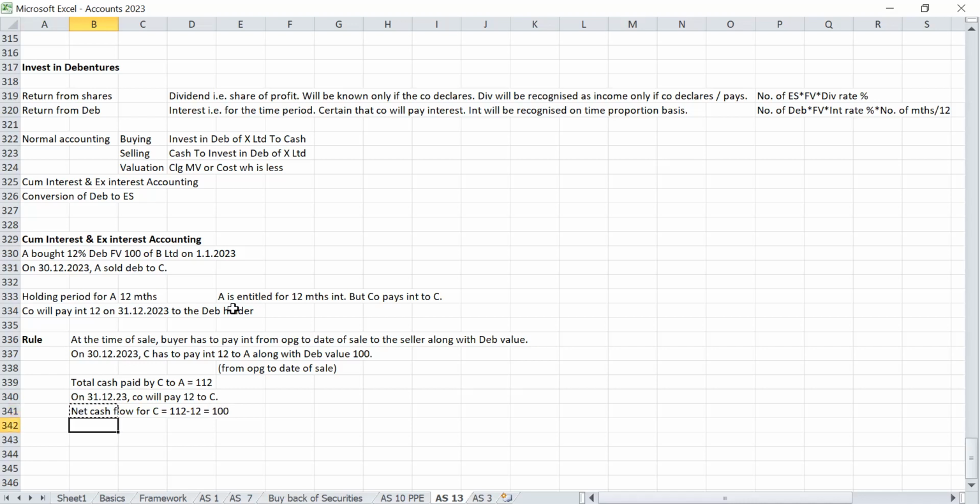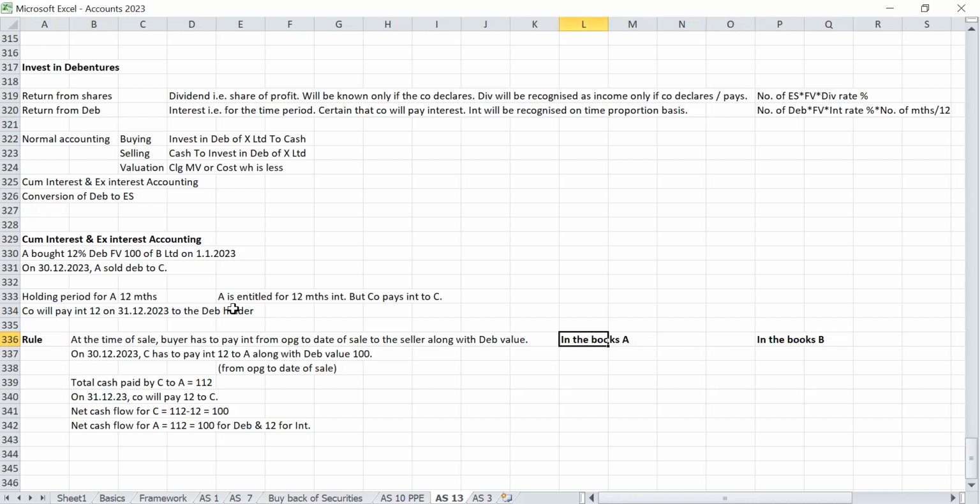Now, what is the net cash flow for A? He is getting 112: 100 for debentures and 12 for interest. Clear then? Yes, sir. Now, how will the accounting be done in the books of A? Till now you are following or not? Yes, sir. Understood? Yes, sir.